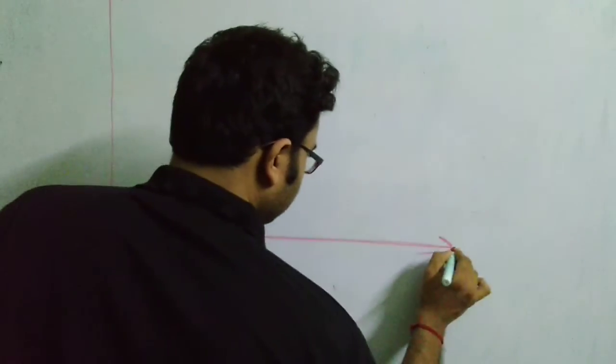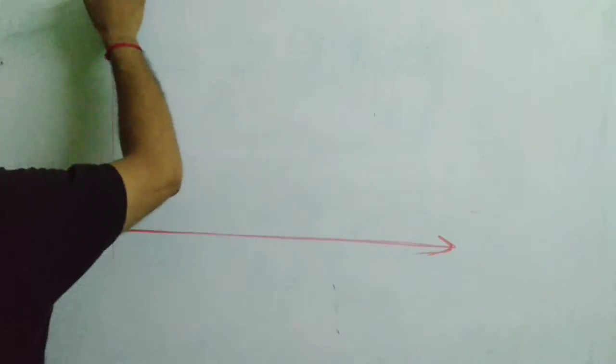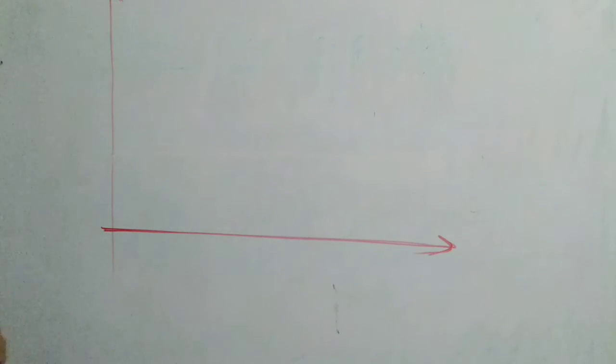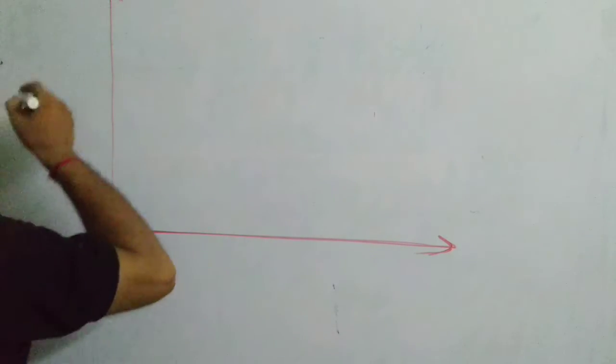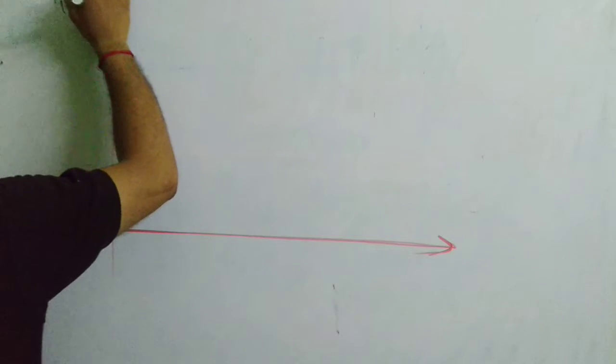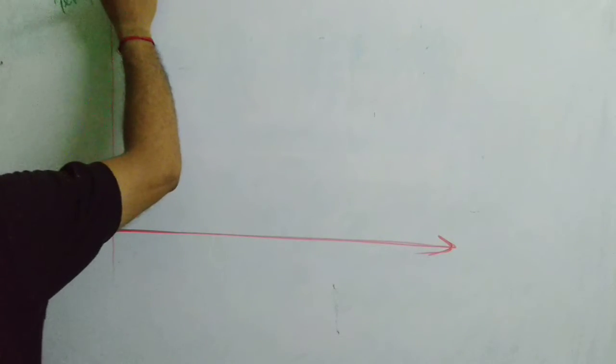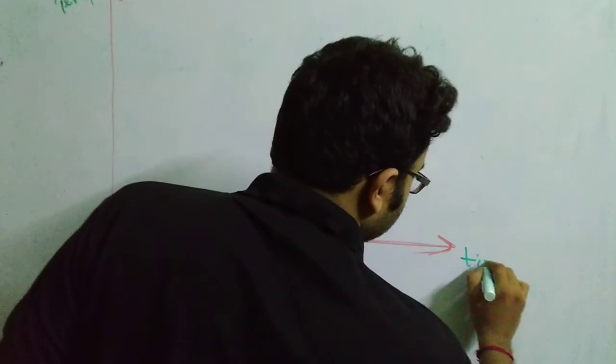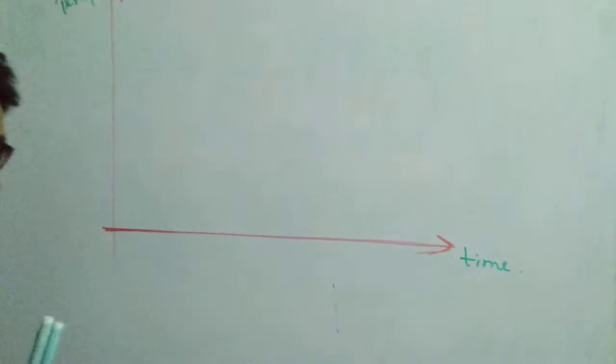Okay, so this is the time graph, and this is the temperature graph. This side, the y-axis, represents the temperature, and the x-axis represents the time.